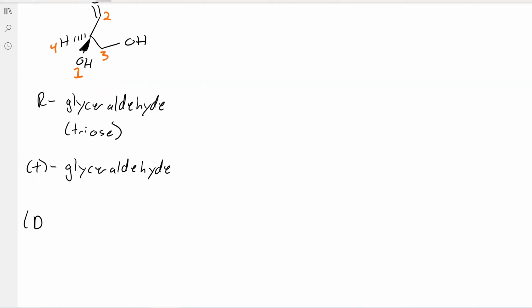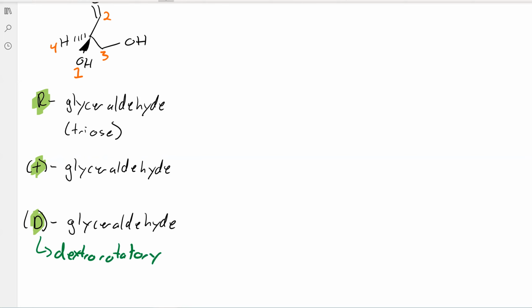And then finally, it can also be called D-glyceraldehyde. And so D is basically just another way of saying R. Don't worry about why. D stands for dextrorotatory. Can't say that word. Dextrorotatory. Right, the positive is the way that it rotates light.